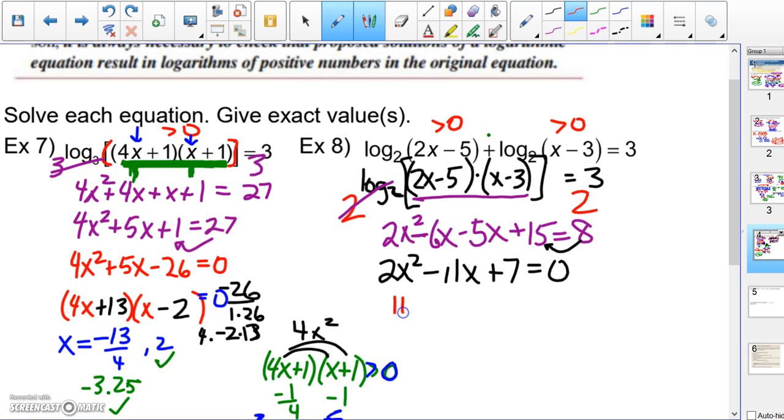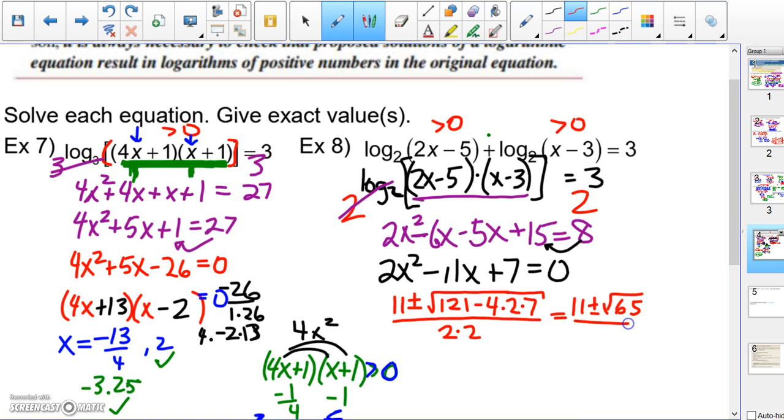Opposite of b, plus or minus the square root of b squared, that's going to be 121, minus 4 times a times c, all over 2 times a. So if we clean that up inside the radical, you're going to get 11 plus or minus the square root of 65 over 4. And if you approximate and type it into a calculator or something, you're going to get about 4.77 and about 0.73.